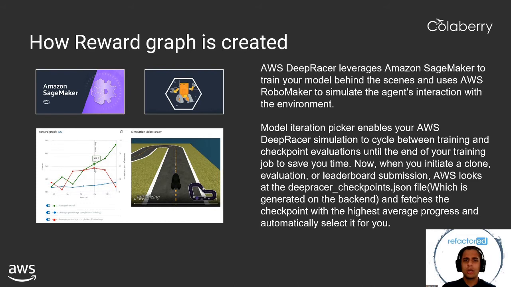Next, let us talk about how the reward graph is created. AWS DeepRacer leverages Amazon SageMaker to train your model behind the scenes and uses AWS RoboMaker to simulate the model and the agent's interaction with the environment.